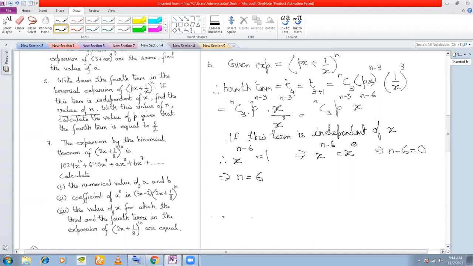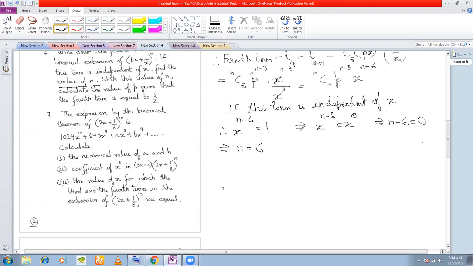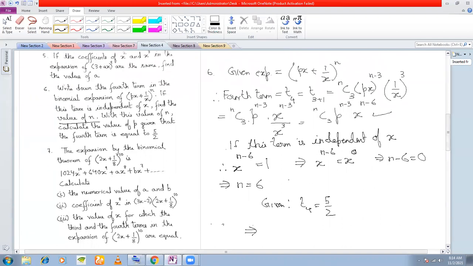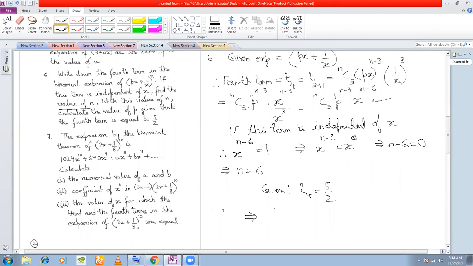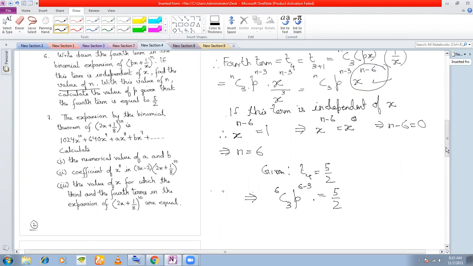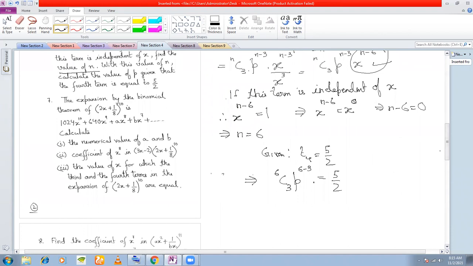Now the next part. With this value of n, calculate the value of p, given that the fourth term is equal to 5 by 2. So given that T4 is equal to 5 by 2. What have we found T4 to be? Put the value of n, which is 6: 6C3, p to the power of 6 minus 3 into 1, because this term is independent of x, is equal to 5 by 2. So from here you can find the value of p.